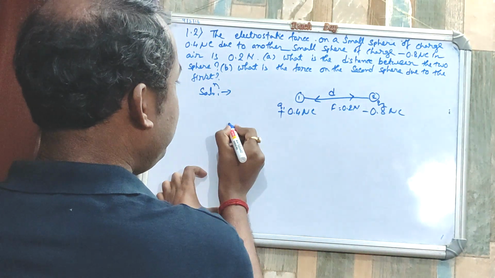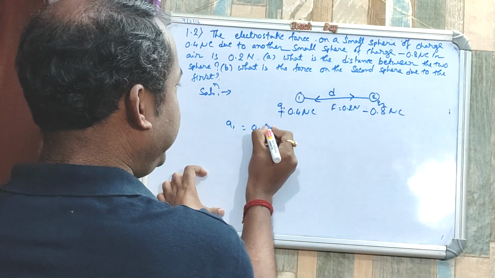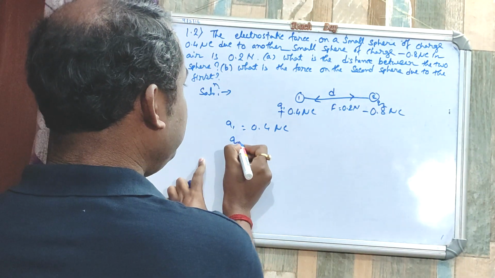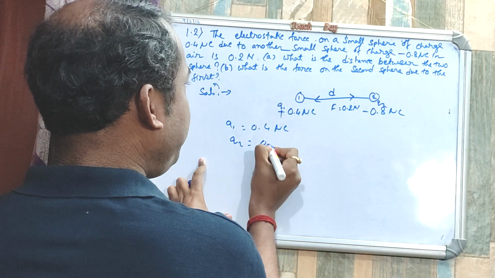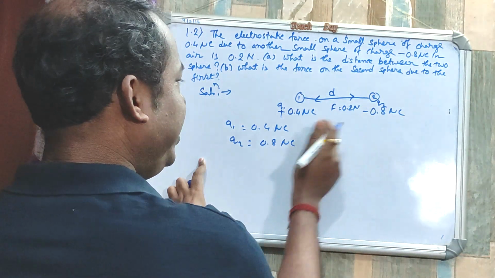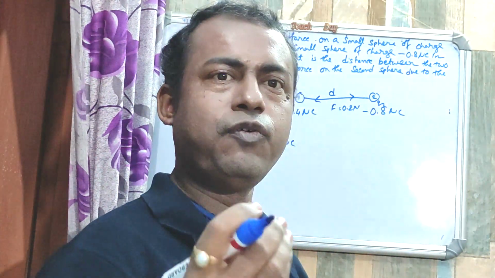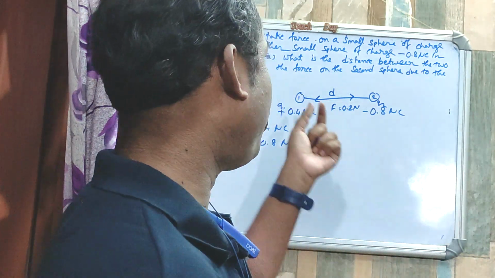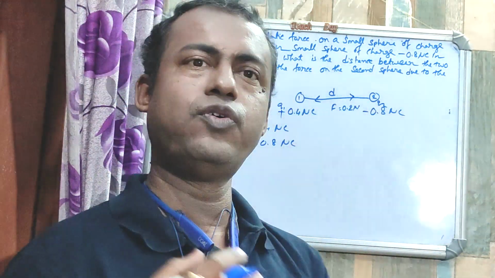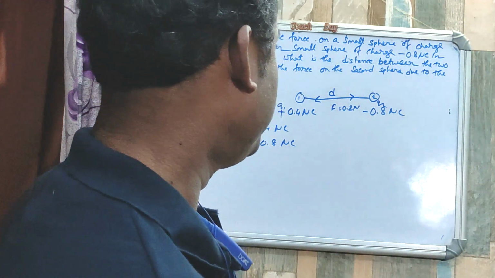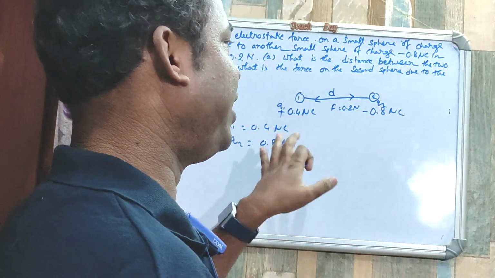So Q1 equals 0.4 microcoulomb, and Q2 equals 0.8 microcoulomb. We ignore the negative sign because the negative sign implies that the force is attractive in nature. The two are opposite charges, that's why the force is attractive. That's why we write the negative sign, and we ignore it here.